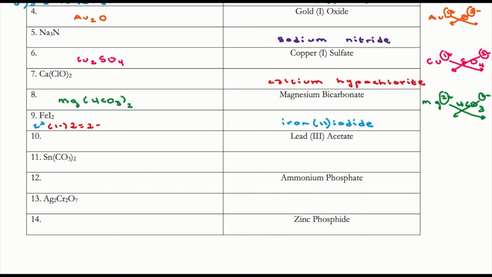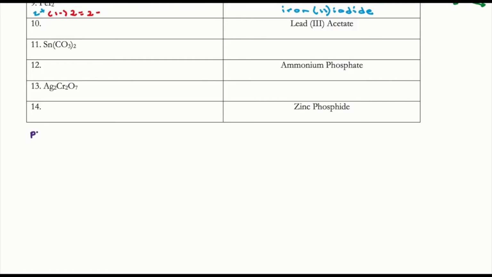Okay. The next one, lead-3 acetate. So lead, I'm going to start writing down here. Lead has a 3 plus charge. Acetate, the formula for it is C2H3O2, and its charge is 1 minus. And so what that allows me to do is cross my charges. The formula for lead-3 acetate is going to be Pb. I'm going to put the acetate in parentheses, and then I'm going to have 3 of them, which is why I needed it in parentheses. And good.